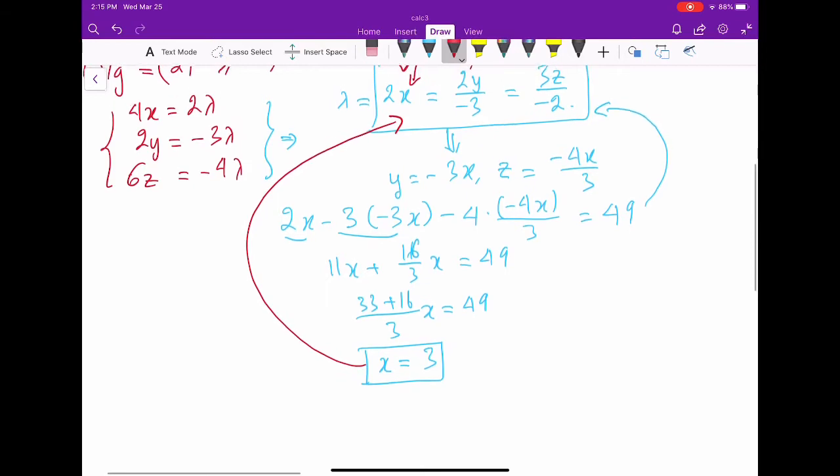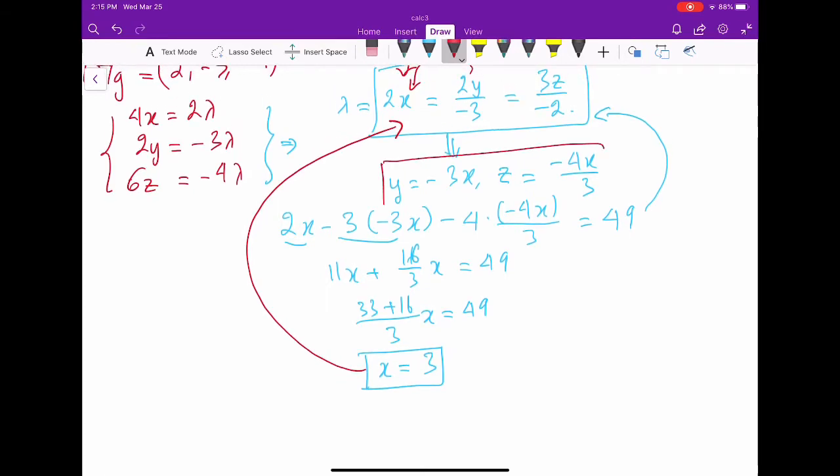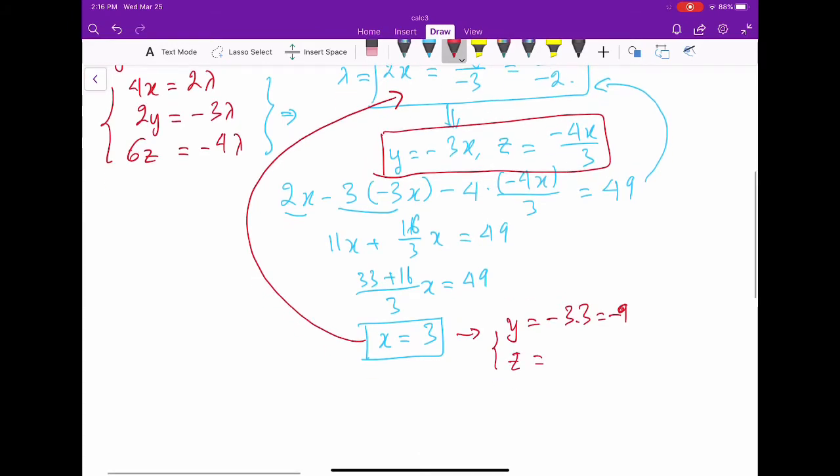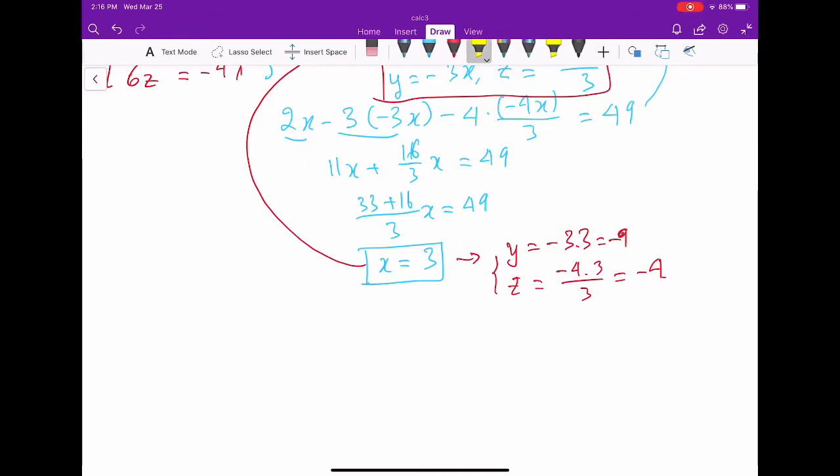Perfect. Now I plug x equal to 3 in to find y and z. Actually, we already have them here. So from here I get y equal to negative 3 times 3, which is negative 9. And then z equal to negative 4 times 3 over 3, which is negative 4. All right, so we already have the point: x equal to 3, y equal to negative 9, and z equal to negative 4. If you want, you can find lambda, the Lagrange multiplier.